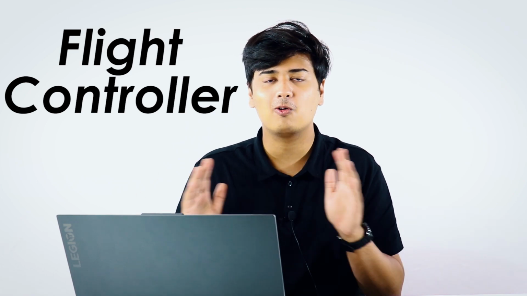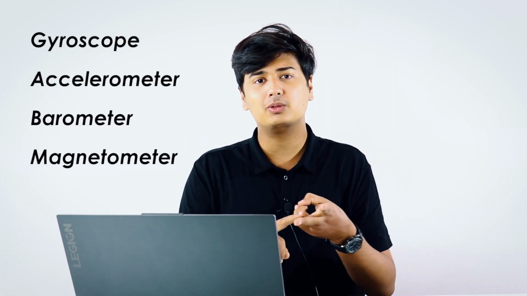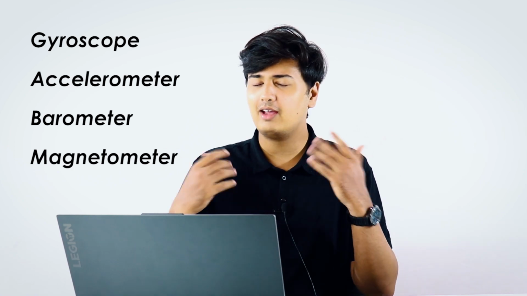Now let's talk about the flight controllers. The flight controllers are basically the brains of your entire quadcopter. Basically, this is a small computer with various sensors which understands the movement of your drone. It has multiple sensors like gyroscope, accelerometer, barometer, magnetometer, everything of that sort.